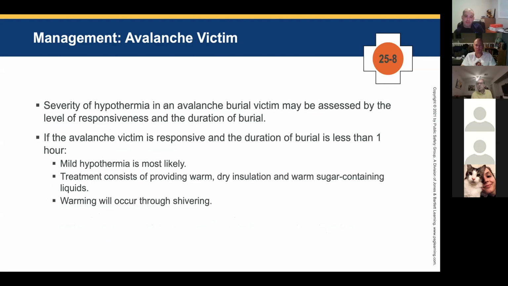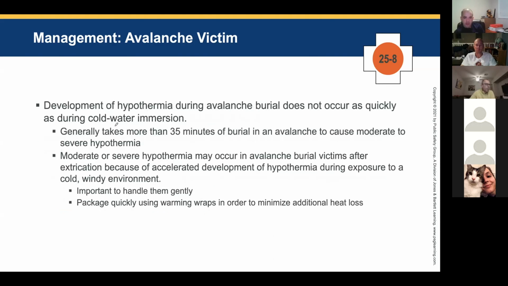The severity of hypothermia in an avalanche burial victim may be assessed by the level of responsiveness and duration of burial. If the avalanche victim is responsive and the duration is less than 1 hour, then we most likely have mild hypothermia. So basically just warm them up, and they'll be able to warm up through shivering. Development of hypothermia during an avalanche burial does not occur as quickly as cold water immersion. So that's very important: if you're in the water, you're going to freeze more quickly than if you are in an avalanche.